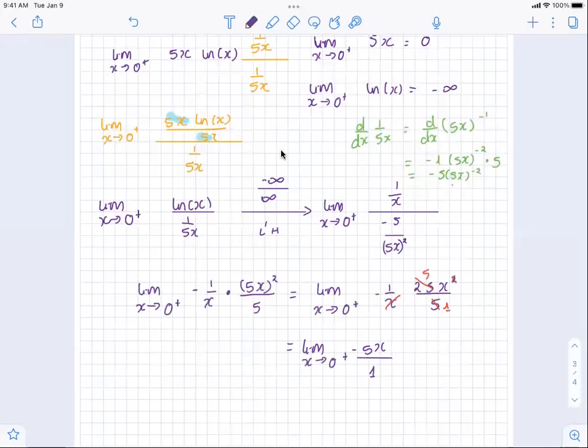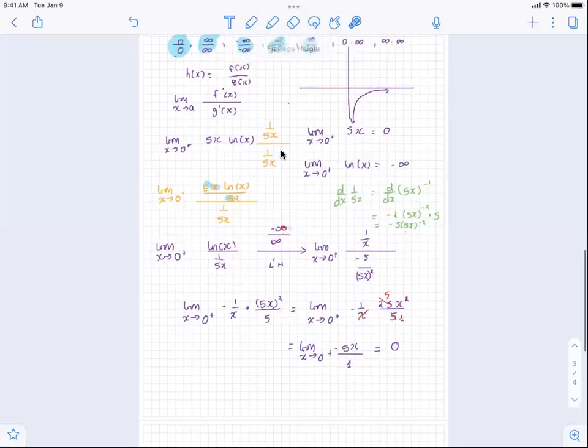So now, let's see. If I plug 0 in for x, since 5x is continuous everywhere, I can do direct substitution. So now this limit is going to be equal to 0, because there's no 0 in the denominator, or no form of infinity over infinity or anything like this. So therefore, this limit is equal to 0. All right.